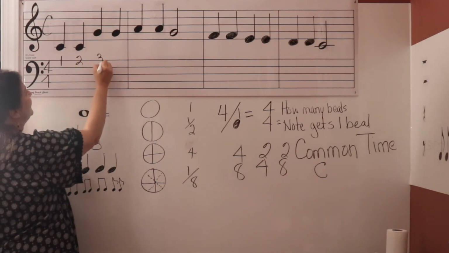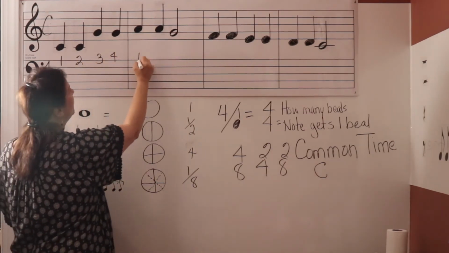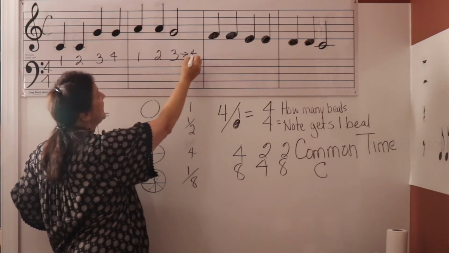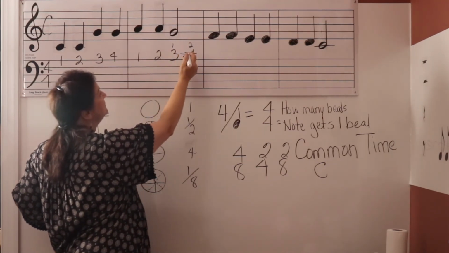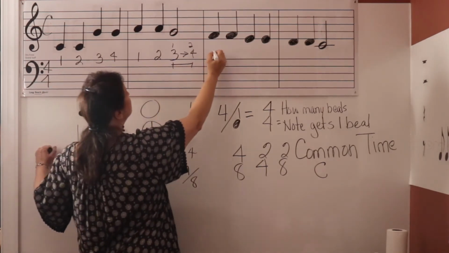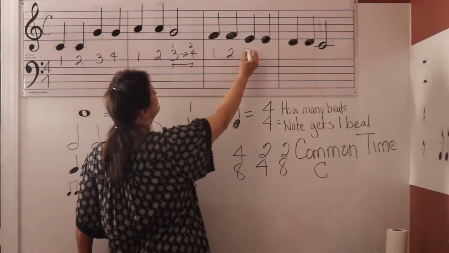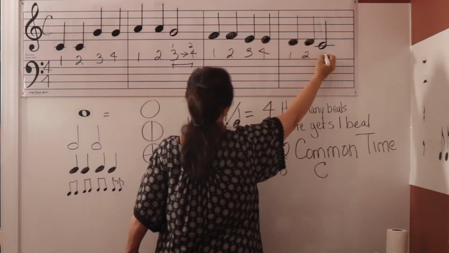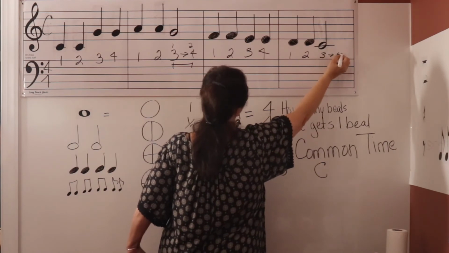2, 3, 4. Here's 1, 2, 3. Remember, we have to hold that for 2 counts. That's 1, 2. But it's beat number 3 and 4. See that? This is beat 1, 2, 3, 4. Beat 1, beat 2, beat 3, and we hold it to beat 4.